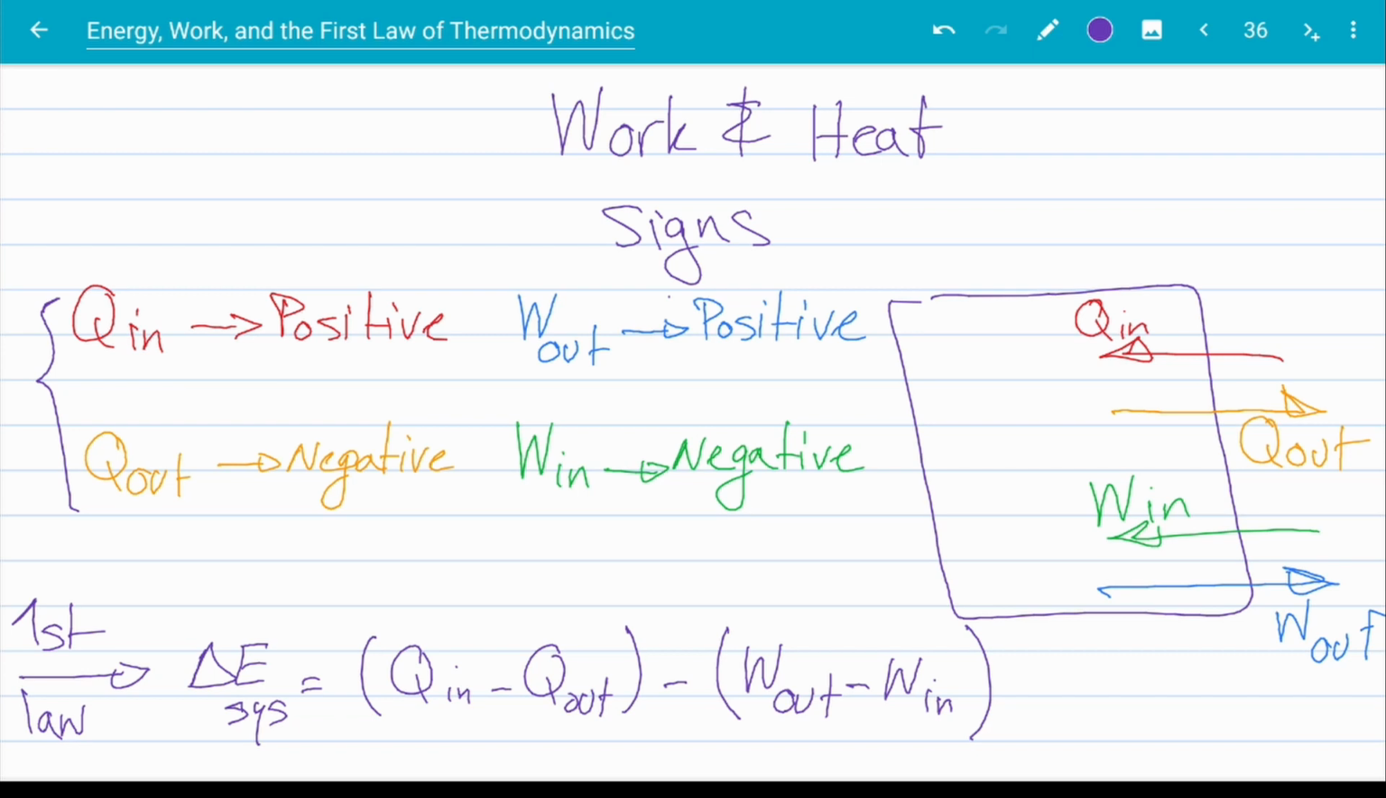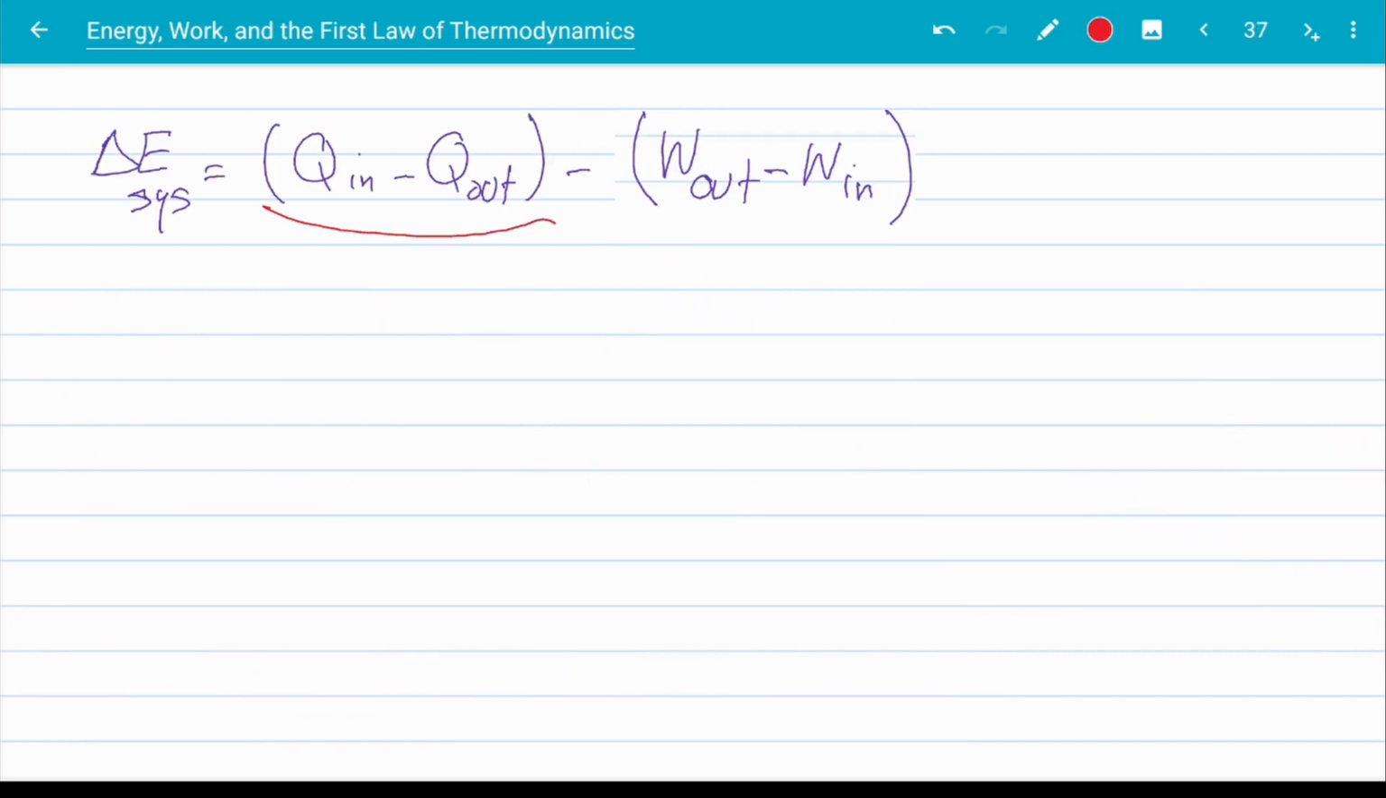Please take note that you have to plug in positive algebraic values for each of these parameters in these equations. The change of sign is already incorporated in the new equation. So with this new rewritten equation, net value of Q is still Q in minus Q out. However, the net value of work has changed to work out minus work coming in. If W net is positive, it means that the system is generating work. And if it's negative, it means the system is consuming work. Again, remember to put positive algebraic values for individual plugins. We've already compensated for that change of sign.